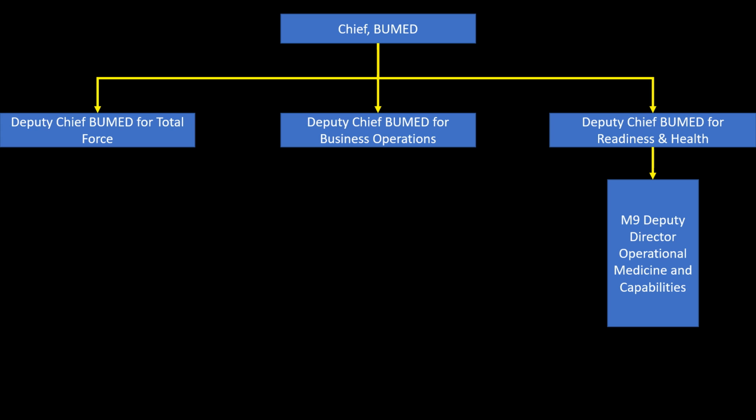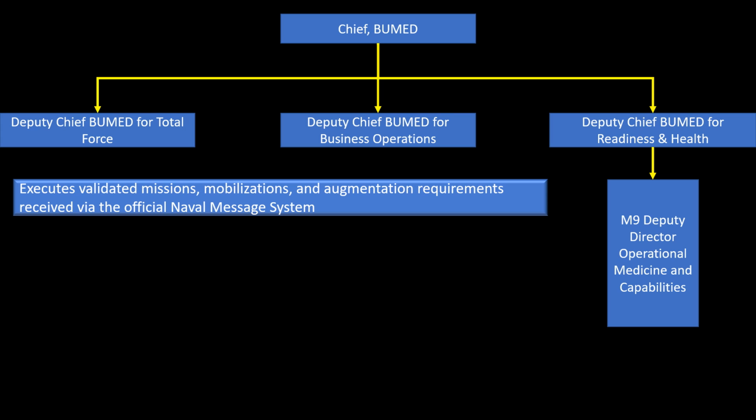Right, our M9, Deputy Director for Operational Medicine and Capabilities. And like I was saying earlier, probably the most important one in this instruction when it comes to BUMED, the most important department to be familiar with, and it has the biggest responsibilities when it comes to the augmentation program within BUMED. So our M9, Deputy Director for Operational Medicine and Capabilities, is going to execute validated missions, mobilizations, and augmentation requirements received via official naval message system. So remember, our Echelon 1, OpNav, right, is going to validate these missions as they come in. They're going to send it to BUMED, and it's actually our M9, our Operational Medicine and Capabilities.